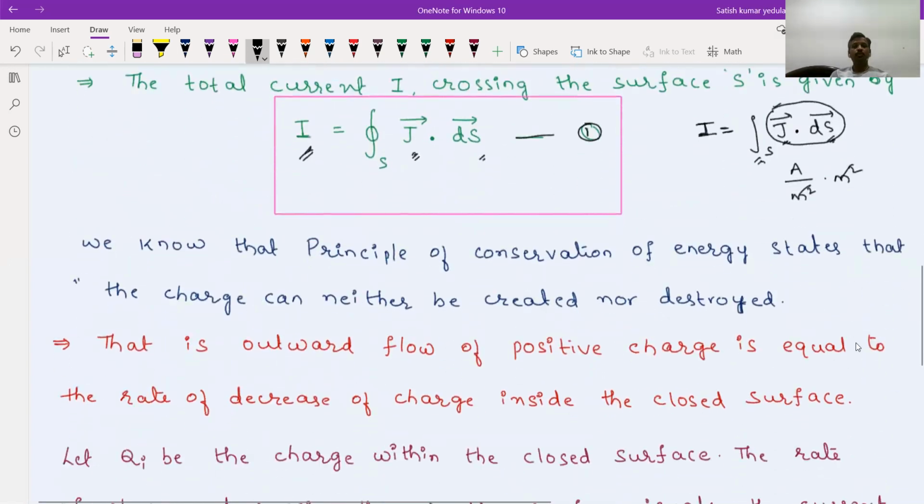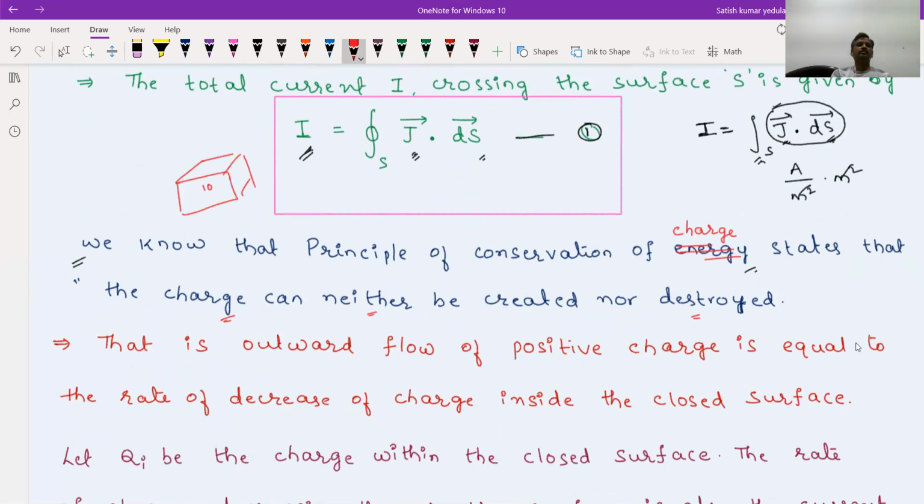Now, we know from the principle of conservation of charge, it's not energy, it's charge, which states that charge can neither be created nor destroyed. That means you cannot create any charges and you cannot destroy any charges. It means simply, in that box, let's say there are some 100 charges. It is only an example, please don't write it anywhere. Let us say there are 100 charges.